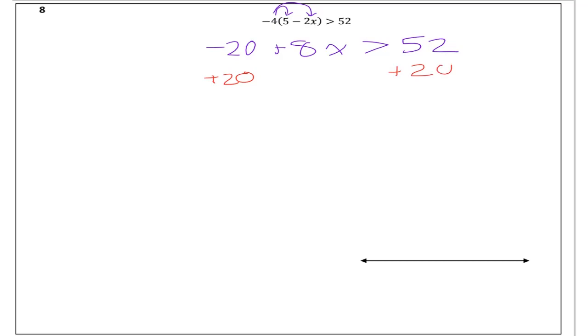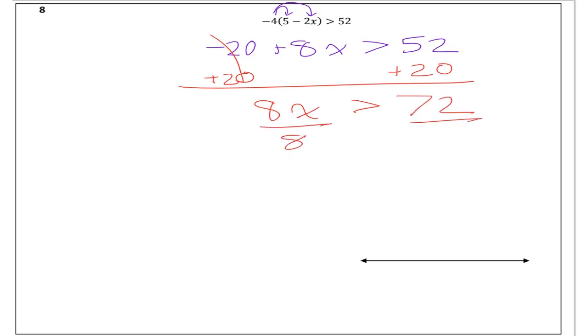Again, most of these follow a very similar pattern, and the more practice you have with them, the better they will be for you. Getting rid of the multiplying by dividing. I didn't divide by a negative, so my symbol stays the same. Answer is x is greater than 9. 9's going to go in that middle spot. It's going to have an open dot because it's greater than but not equal to it. These numbers over here are greater.